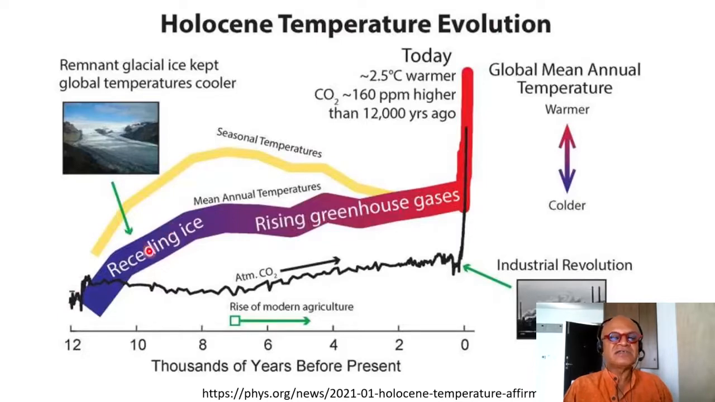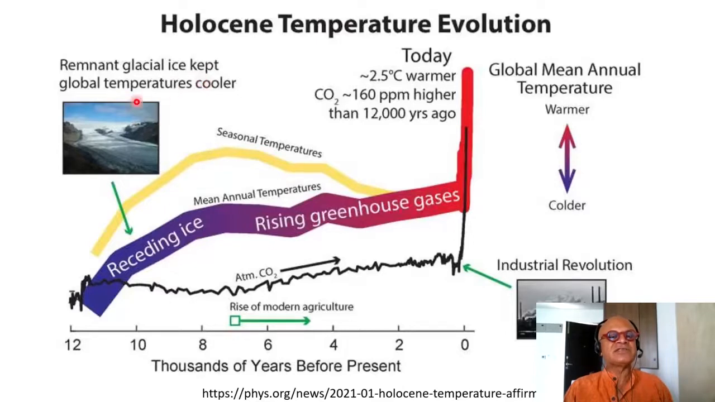So receding ice and recovery of the temperature was dominating this period here, where the seasonal temperatures increase and the mean annual temperatures increase, but not as much. And then the greenhouse gases increased, maybe also methane from cattle and agriculture and wetlands and so on. So seasonal temperatures here showed a different behavior than mean annual temperatures. So the long story short, one has to reconstruct carefully.